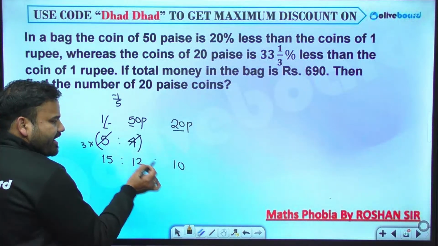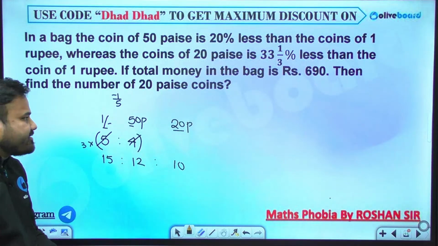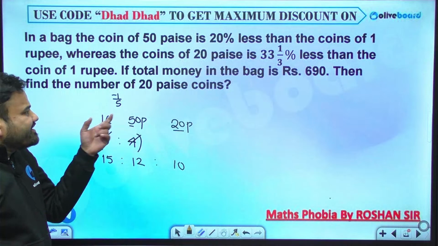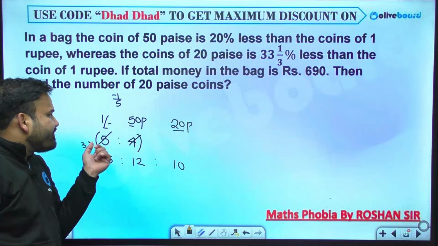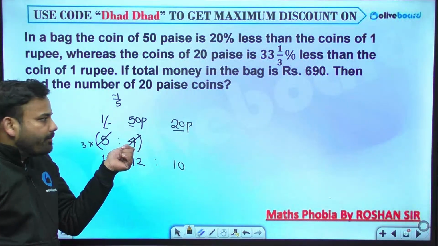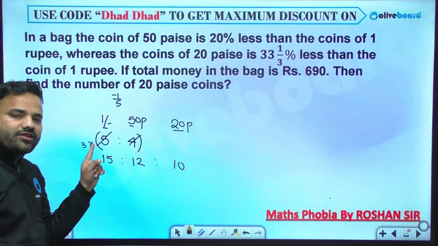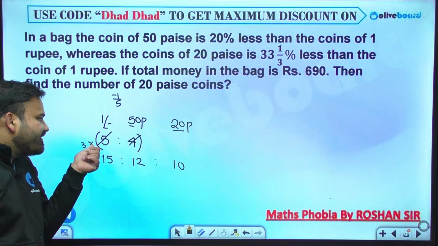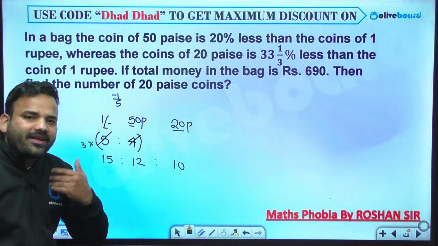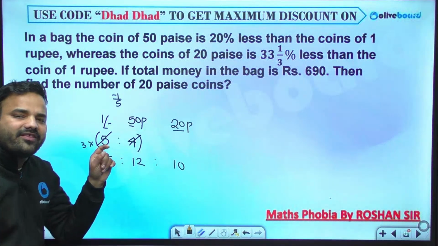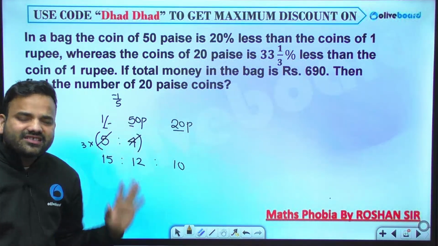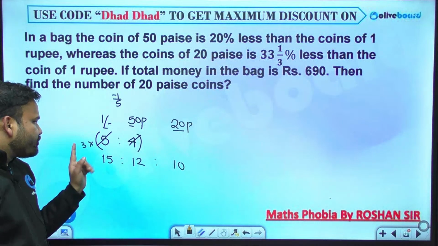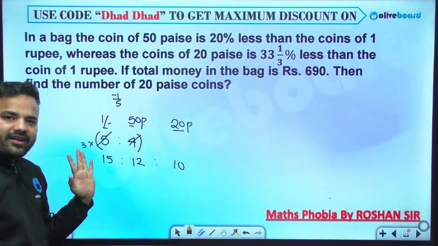Now we have the ratio. Let me explain again. 50 paise is 20% less. 20% is 1 by 5, so this is 5, this is 4. But 20 paise was 1/3 less, so this was not a multiple of 3. So what we did, we multiplied by 3. The Government of India has given us this right. Any number multiplied with the same number, the ratio remains unchanged. So multiplying by 3, we get 15 and 12, okay.